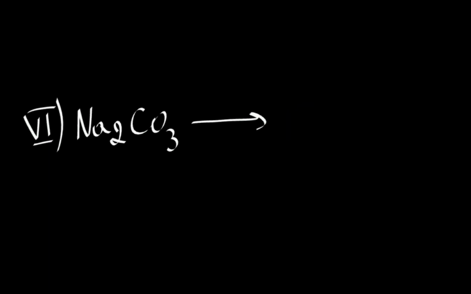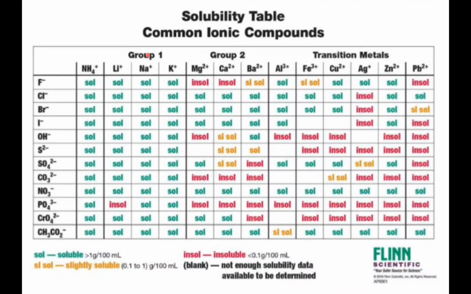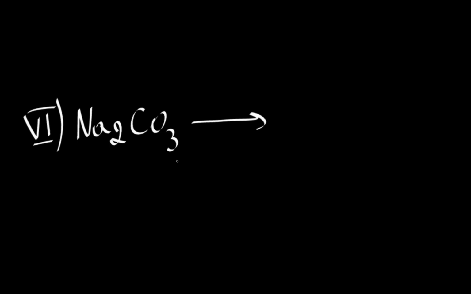In the sixth example, we have another decomposition reaction. So like the last time, we check if our compound is soluble. In this case, it is, so the reaction doesn't occur. We have a few more reactions to cover.